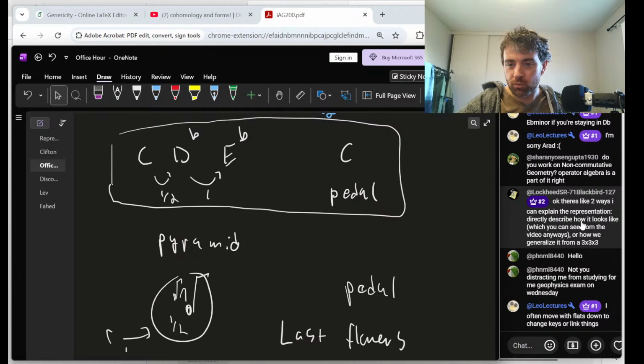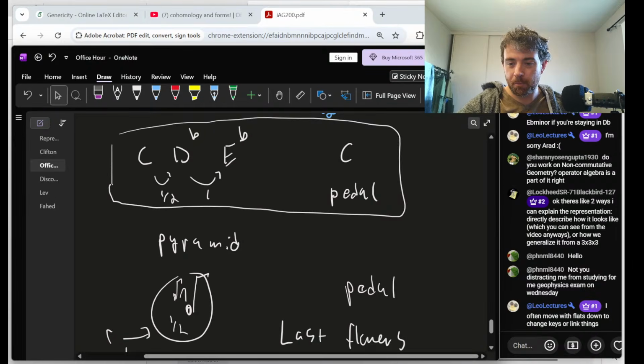Okay. There's two ways you can explain the representation: directly describe how it looks, which you can see from the video anyways, or how we generalize it from a 3x3x3. Not distracting you from studying for your geophysics exam on Wednesday.